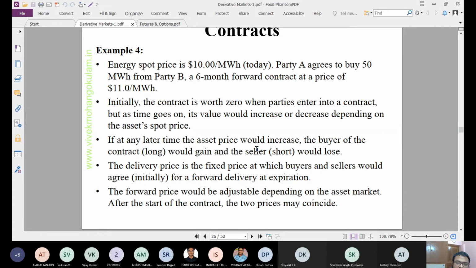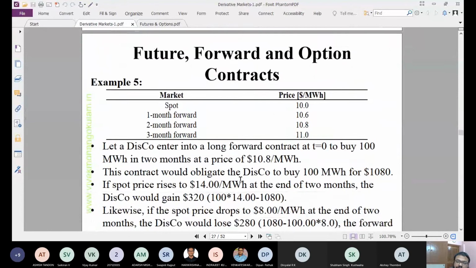The delivery price is a fixed price at which buyers and sellers would agree for a forward delivery at expiration. So if physical trading happens, then the delivery of energy is done at the fixed price, which is the strike price quoted in the forward contract. Okay, now you will see here.